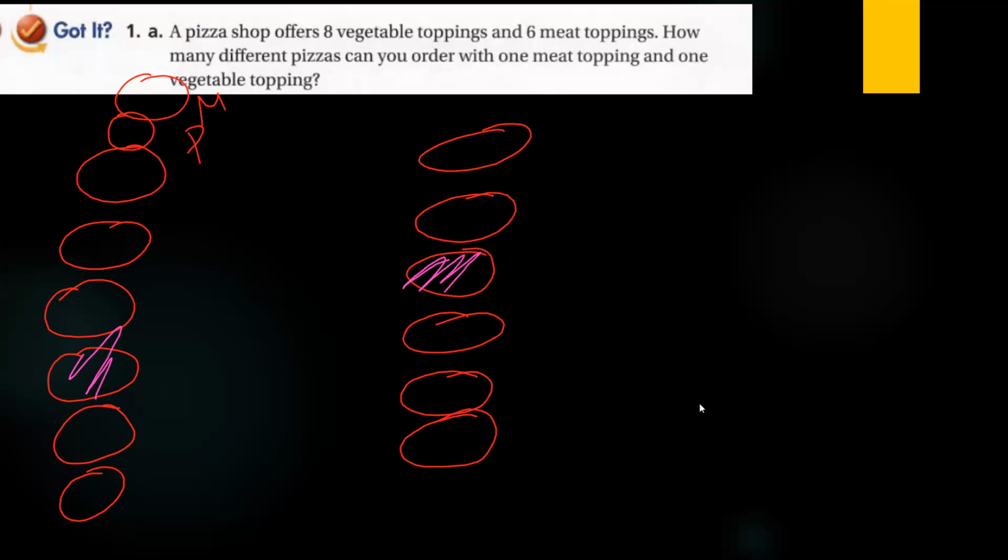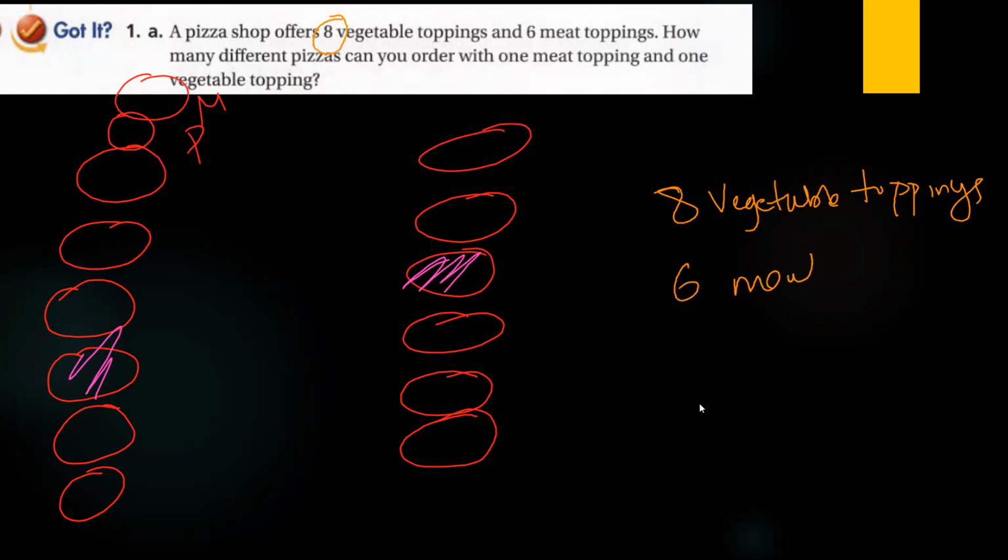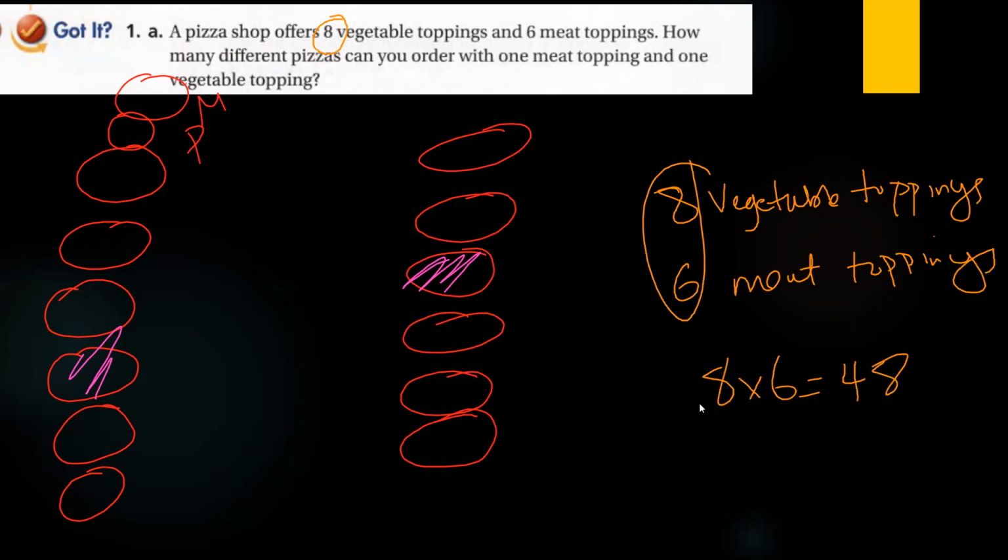Yes, grade 8. How many ways? Teacher, I'm writing it down. 48 ways, teacher. Here, you go to the pizza shop. They offer you 8 vegetable toppings and 6 meat toppings. You want to have 1 vegetable with 1 meat. So how many? It will be 40. I mean 48. 48, bravo. I have 8 vegetable toppings with 6 meat toppings. So just multiply 8 times 6 to get the number of possible pizzas, which is 48.